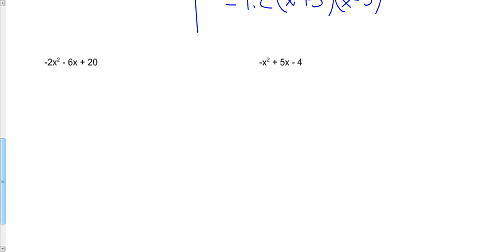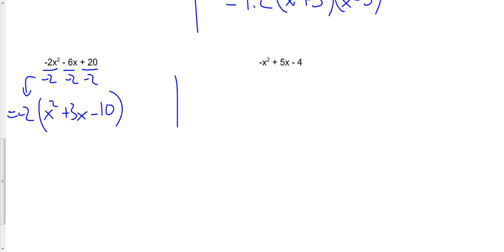So in this one on the left, I've got negative 2 as my a value. So it means I have to divide everything by negative 2. Okay? So if I'm dividing everything by negative 2, that means it's going to turn some things positive. So negative 2 divided by negative 2 is positive 1. So that just leaves me with x squared. Negative 6 divided by negative 2 is going to leave me with positive 3x. And positive 20 divided by negative 2 is going to leave me with negative 10.